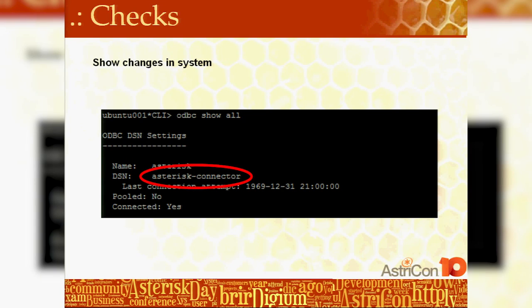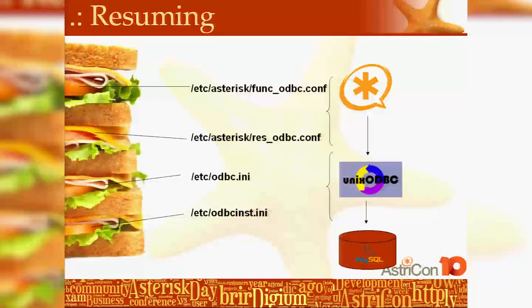Okay, let's check our system. Executing from the Asterisk console the command odbc show all, we should see our data source name registered. Here we are with the asterisk connector. So all the work is done. We have modified files, and here we are with our sandwich.